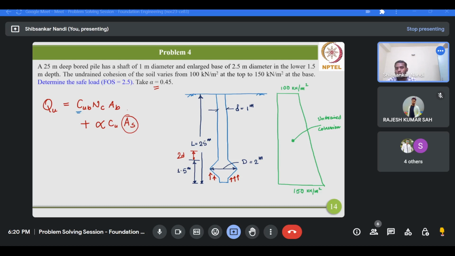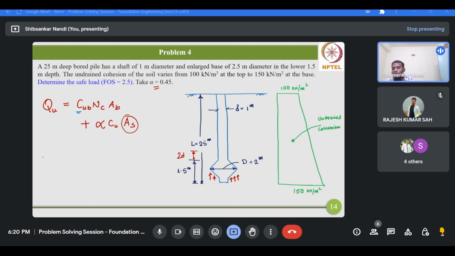And again, this bulb is located at the lower portion, close to the base of the pile. If this is not the case, if the bulb is located at a considerable height from the base, this equation will not remain the same. So please take care of that.